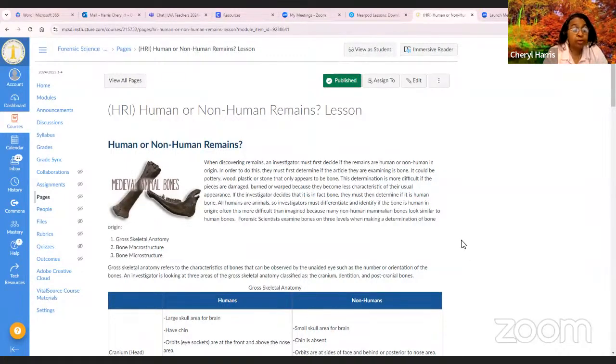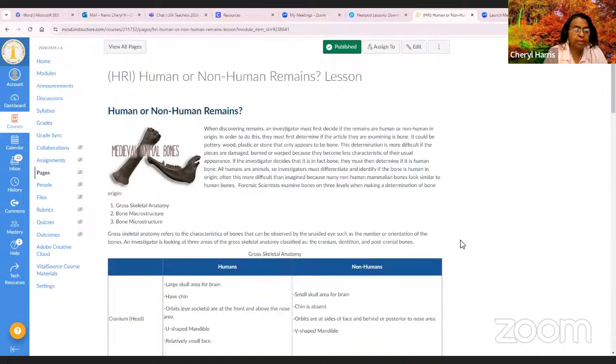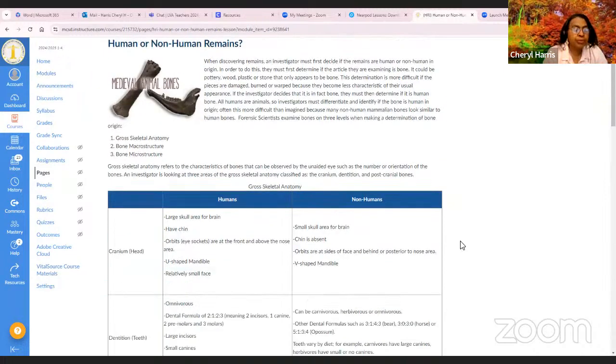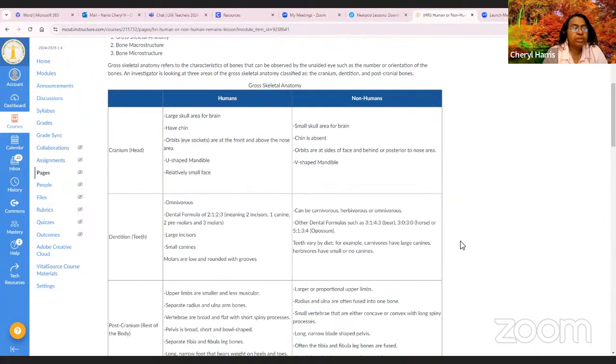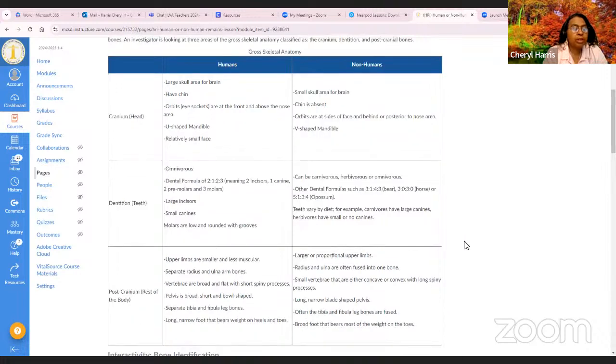If you haven't looked at the vocabulary, you should. So go back a page, look at the vocabulary, and in particular, look over this box, being able to tell the difference between human remains and non-human remains.